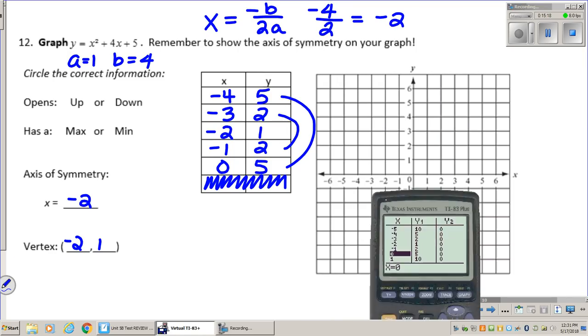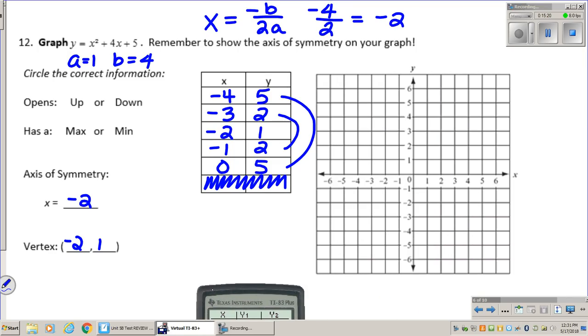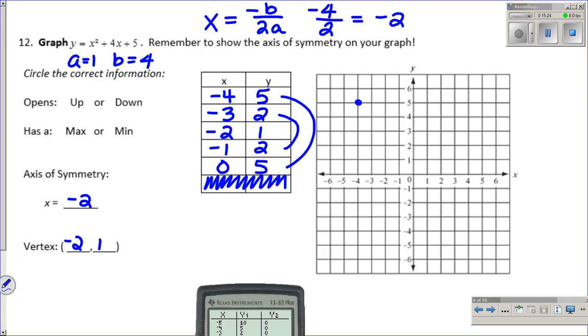Okay, we're going to go over to the graph and plot those 5 points. So we're going to go left 4 and up 5. I'm going to move left 3 and up 2. Left 2, up 1. And since that's the vertex, we should see the graph beginning to turn and increase again. Now we're going to go left 1, up 2, and 0, 5. So now you're able to sketch your parabola.